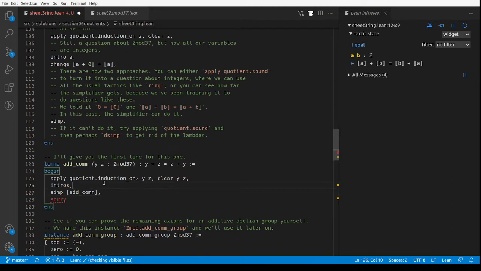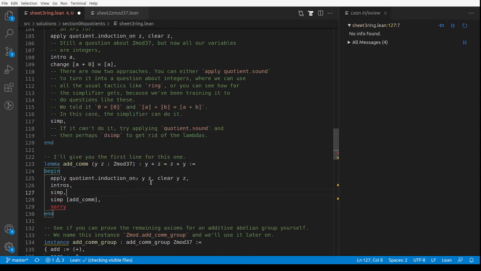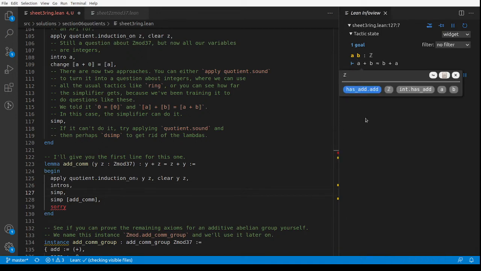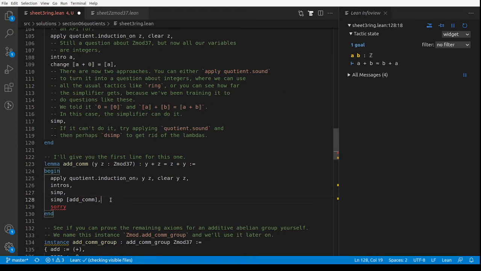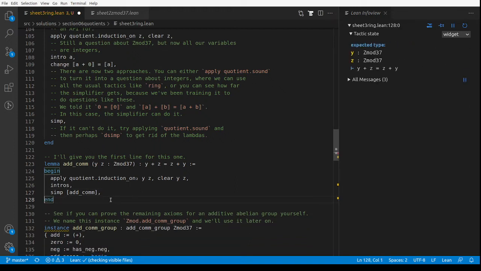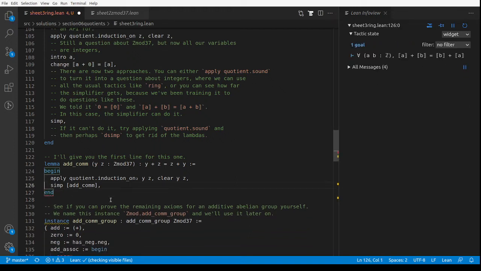But what's happening is we're trying to prove add_comm for integers mod 37, and the simplifier will get as far as reducing it to a question about integers. You see, a and b are integers here. If I click on there, that addition is add on the integers, and so add_comm for the integers is fine because we're using lots of facts about integers. That's the proof of that. Do we even need intros? Yes, we do.